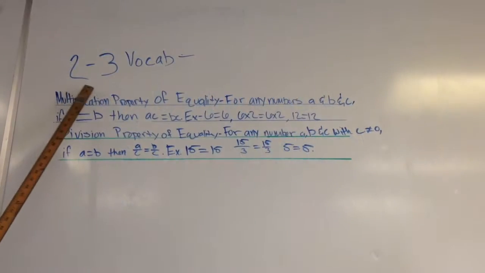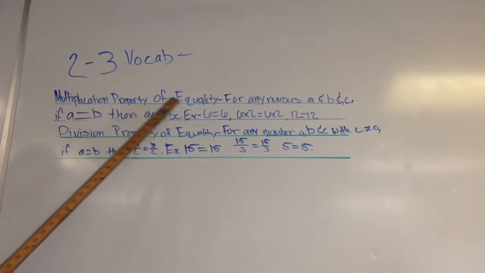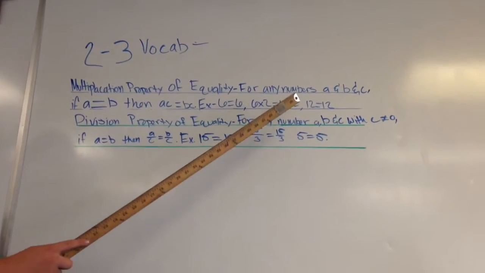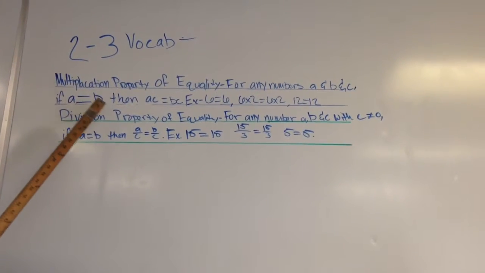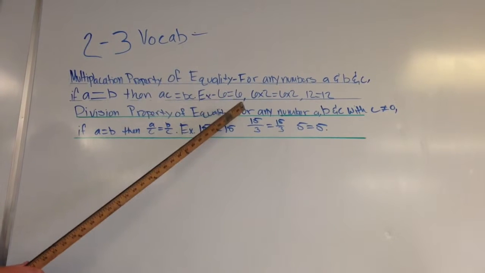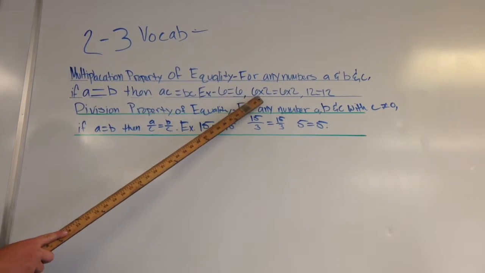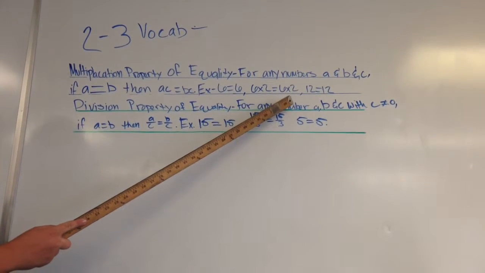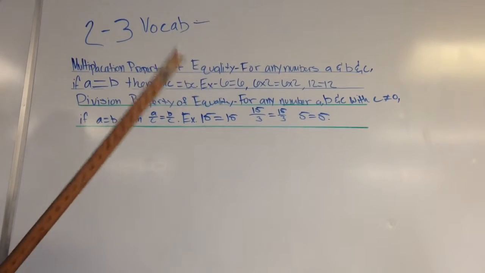Okay, 2-3 vocab. First word is multiplication property of equality. For any numbers a, b, and c, if a equals b, then a times c equals b times c. For example, if 6 equals 6, then you can multiply 6 times 2, which is going to be equal to 6 times 2, and it is because 12 equals 12.